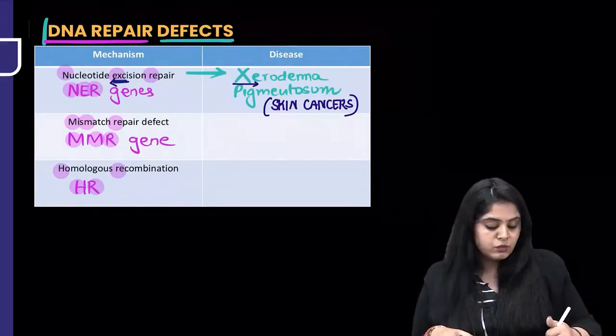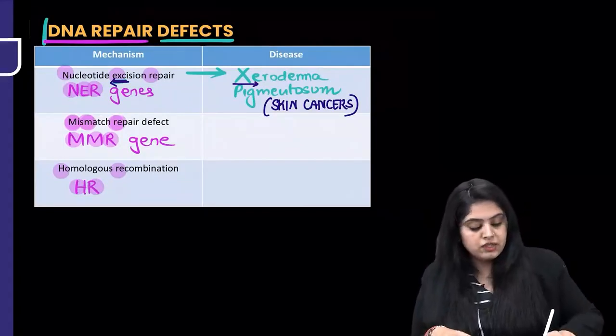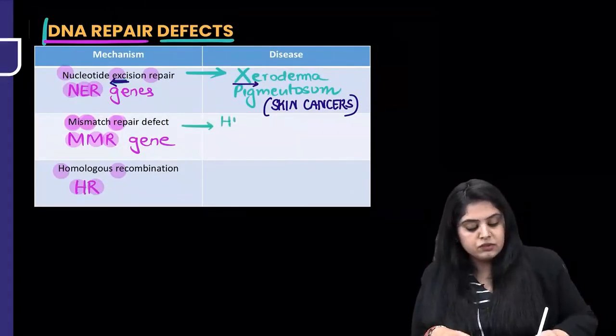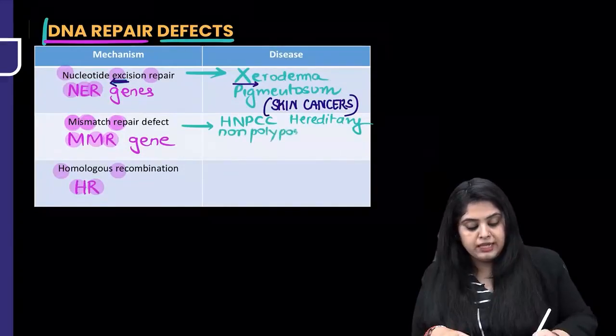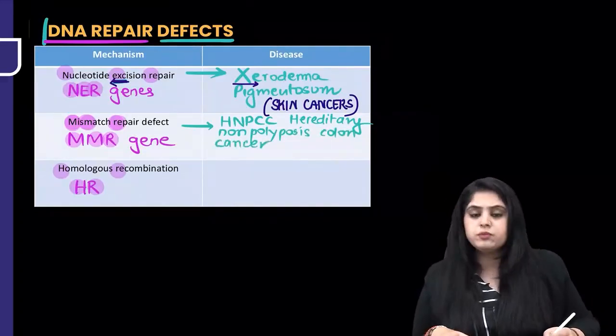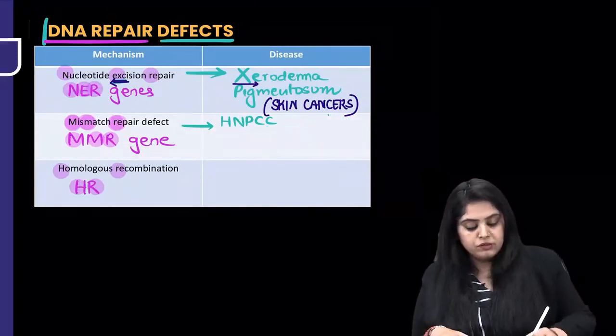Simple. Next, when I'm talking about mismatch repair, if the mismatch repair genes undergo a defect, there is a disease called hereditary non-polyposis colon cancer. Hereditary non-polyposis means no polyps, colon cancer. Now remember, is there any other name for hereditary non-polyposis colon cancer? Everyone knows this short form. Hereditary non-polyposis colon cancer is also known as Lynch syndrome.